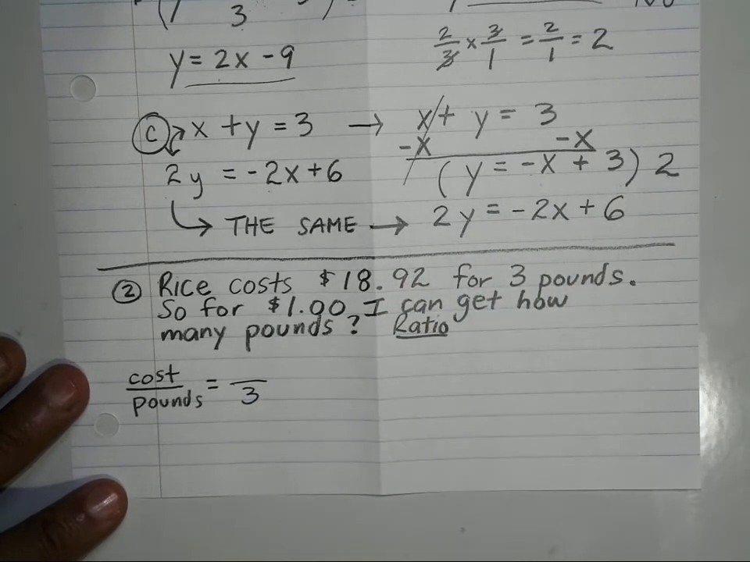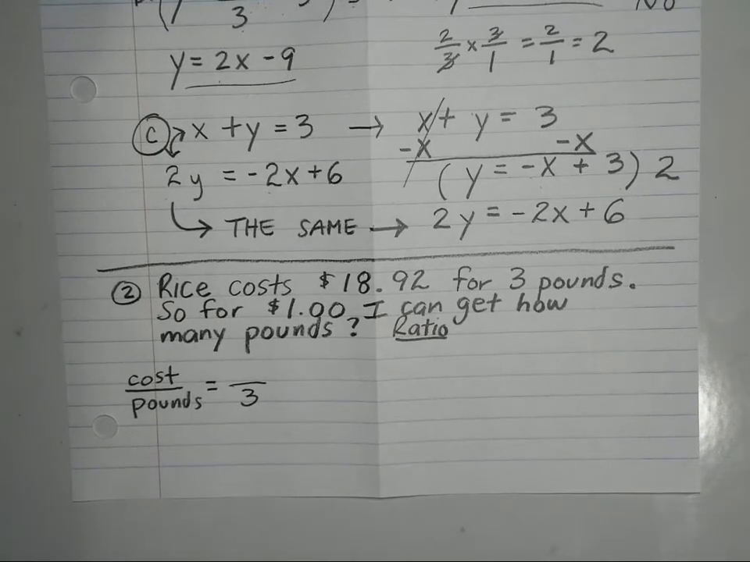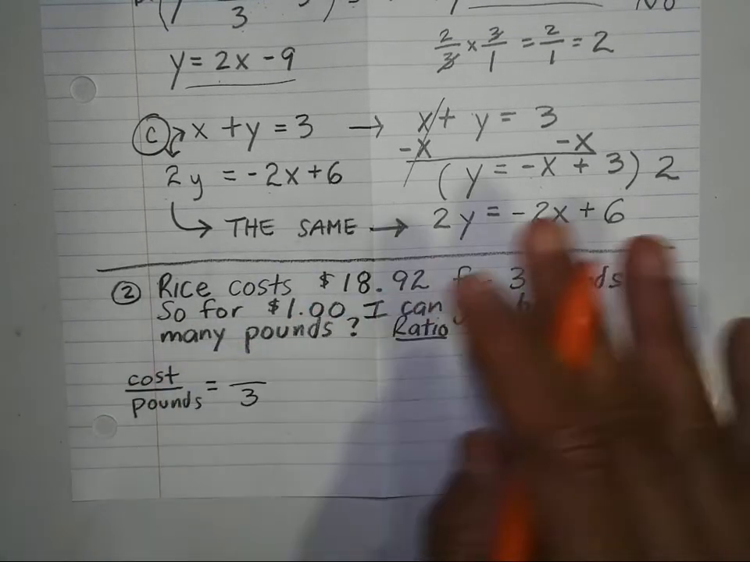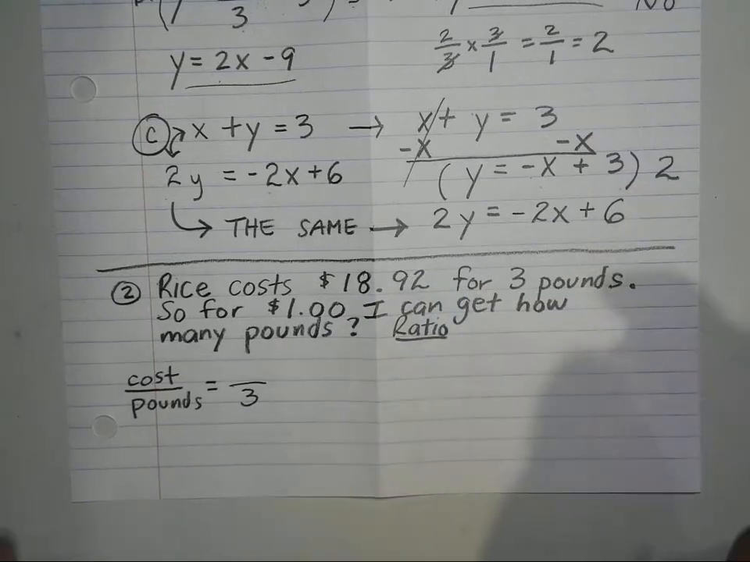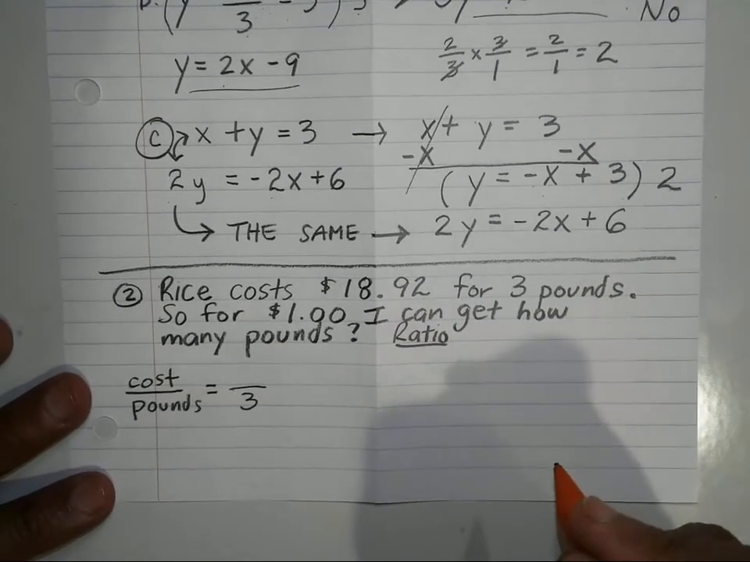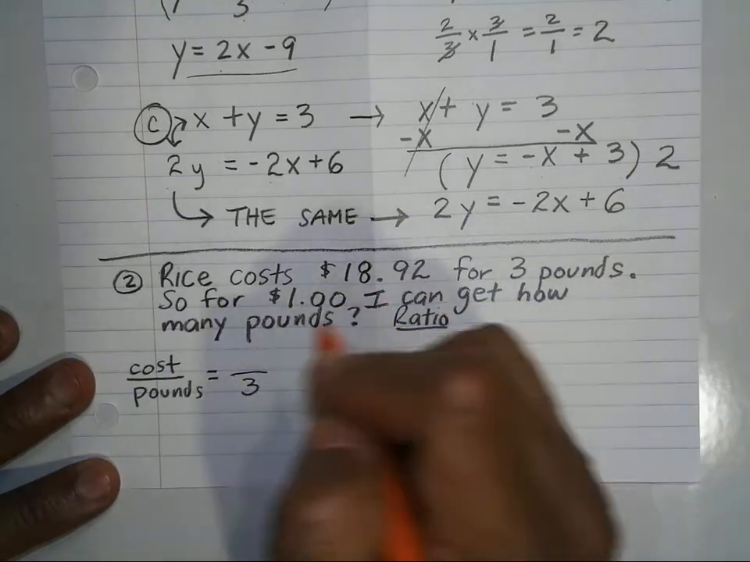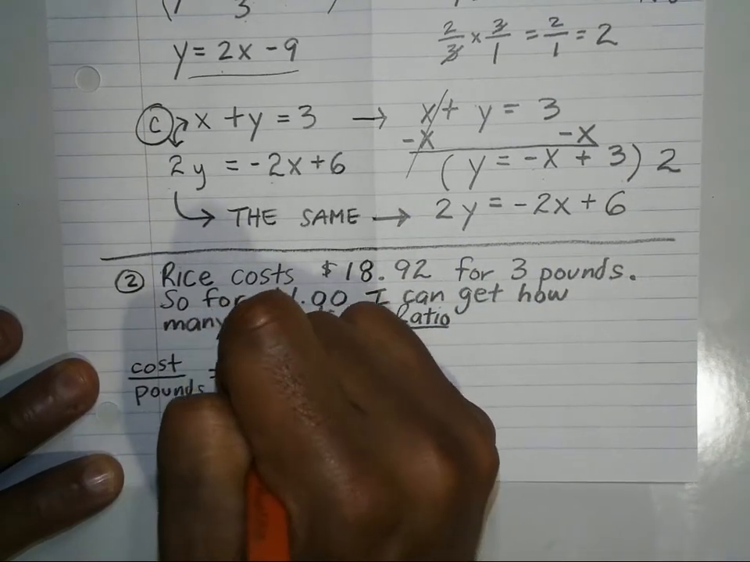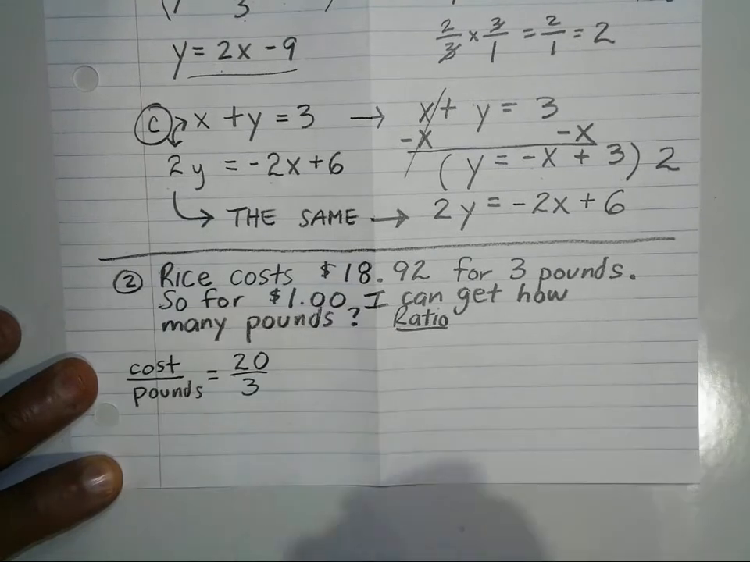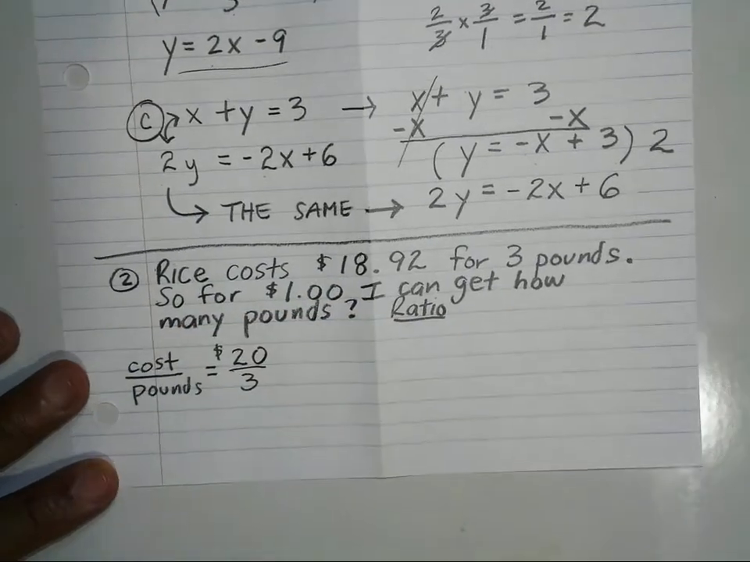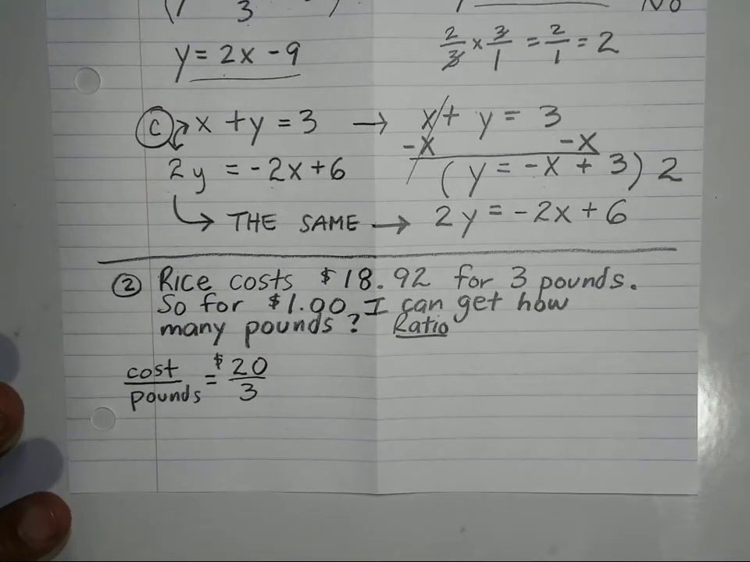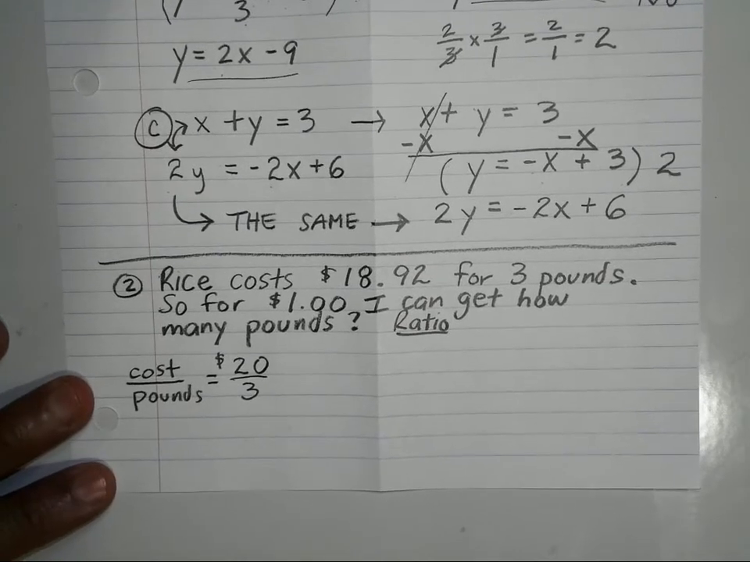Now I'm going to round this up because I'm going to end up doing some multiplication and division, and if I have to do this number, it's going to be very time consuming. So we're just going to call that $20. So it cost about $20 for 3 pounds. We're going to round it up, not estimate. We're going to round it up.